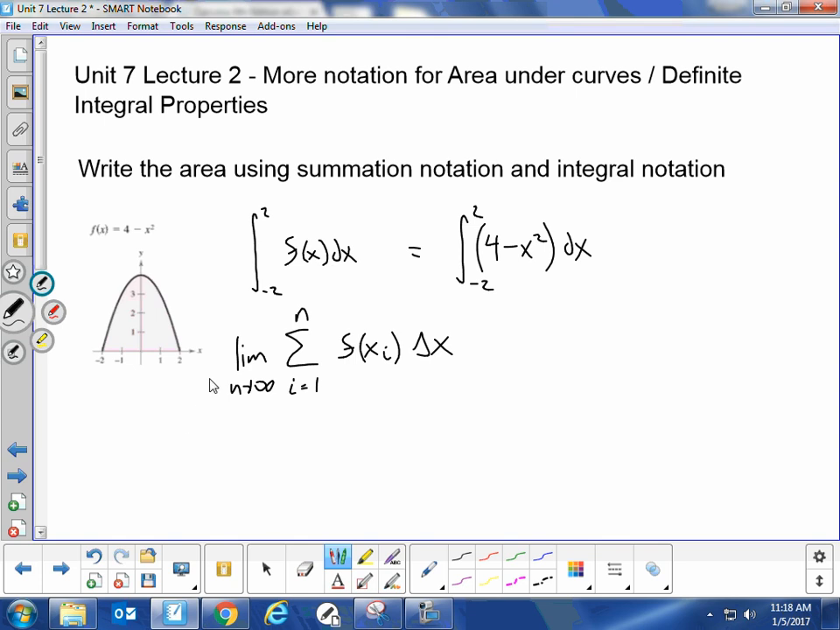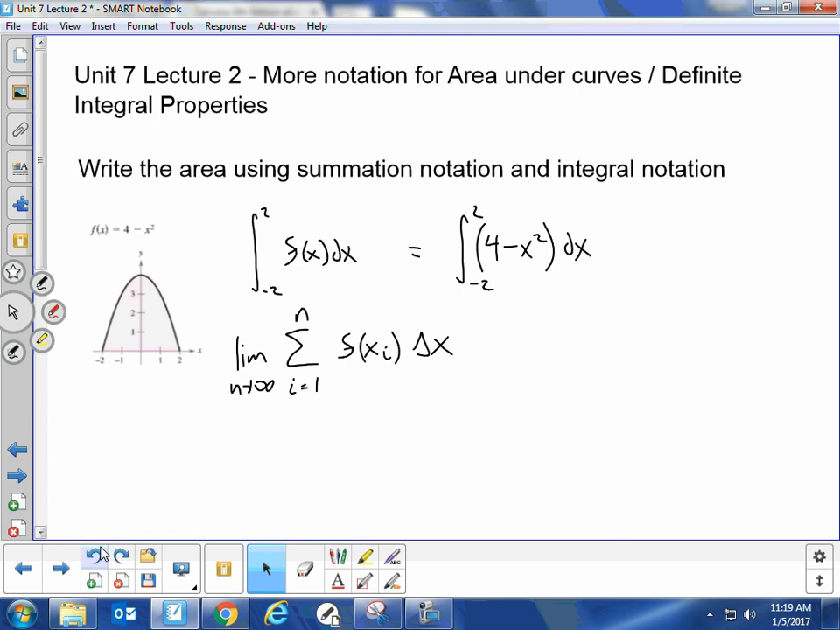And without this limit as n approaches infinity, what we have is a right Riemann sum. If I just hid this part of it, that's a right Riemann sum, which is an approximate area for a finite n. If we use an infinite n, then it becomes exact area. And what we do is instead of using this, we use the integral.